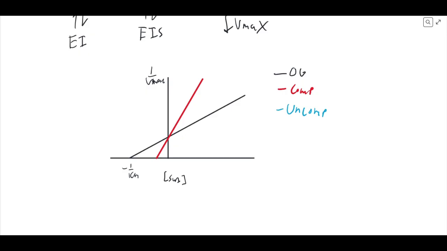Uncompetitive, it's both your Km and Vmax that are decreasing. So you could have something like this, where your original basically just shifts to the left and your slope is just the same.